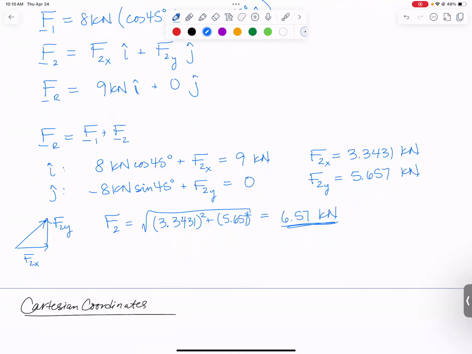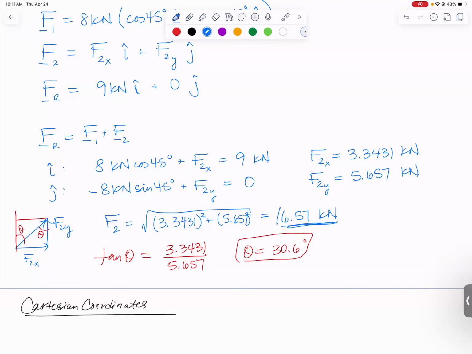And then what about theta? We wanted to find theta from the y-axis. That is this angle right here. So that theta is also equal to this theta by using alternate interior angles. The tangent of theta is the side opposite theta over the adjacent side. The opposite side is the x side, and the adjacent side is the y side. So opposite is the F2x, which is 3.3431, and the adjacent is the 5.657 side. You solve and you get theta is 30.6 degrees.